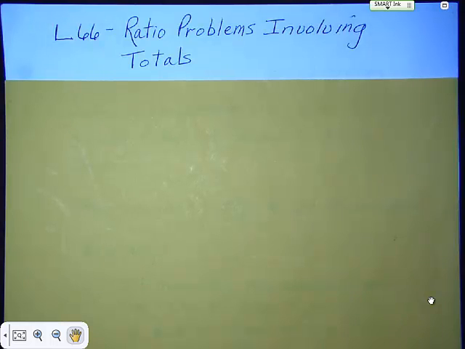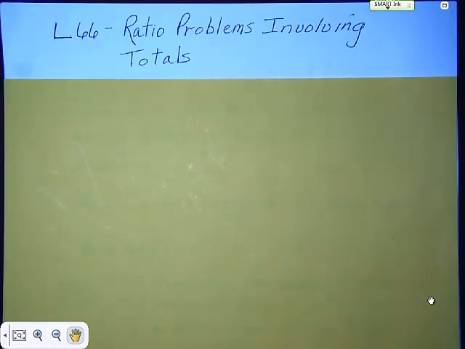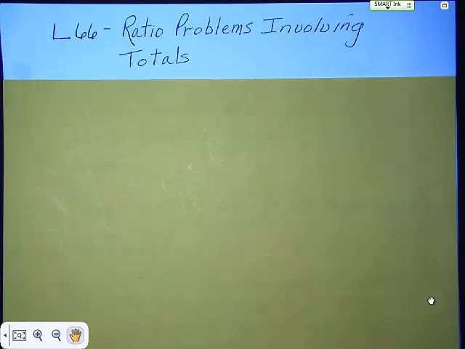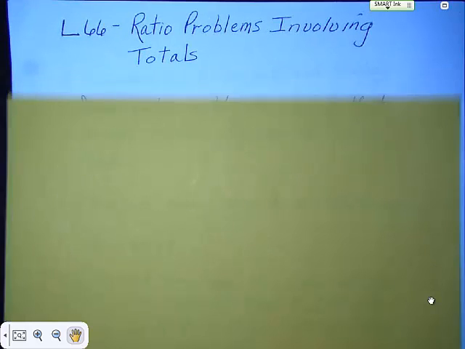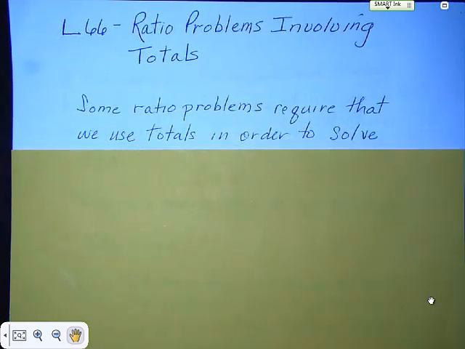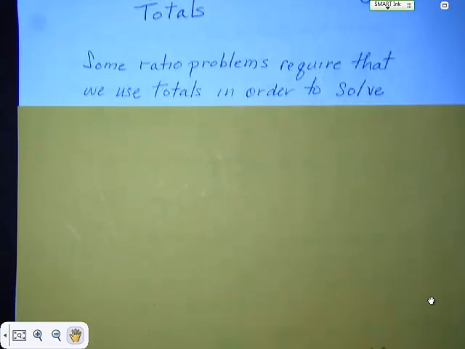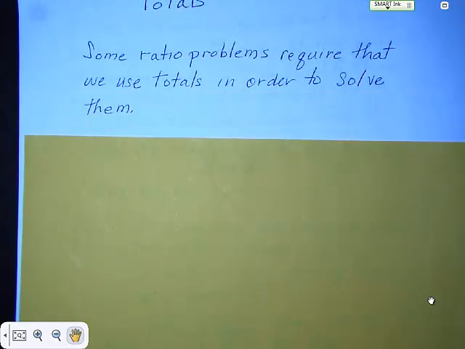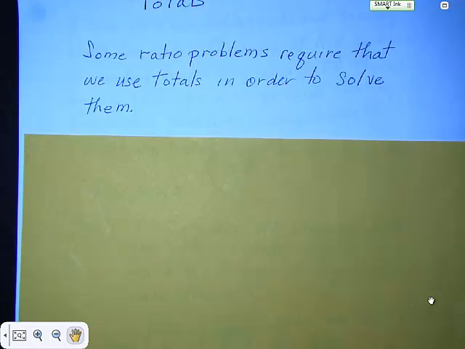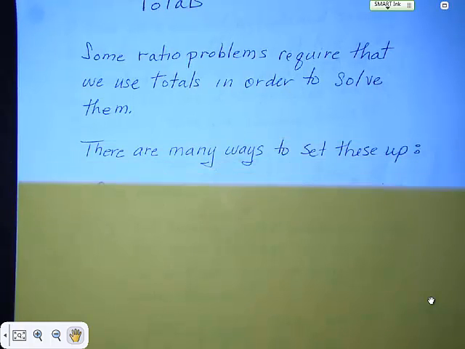Well, hello there. Today we're going to talk about Lesson 66, and Lesson 66 involves ratio problems involving totals. Now, once we get into this, you'll probably recognize it right away, and it won't be too tough, but at first it seems a little weird. Some ratio problems require that we use totals to solve them. And so when we do have to have the total to solve it, then it's kind of nice to know how to set it up.